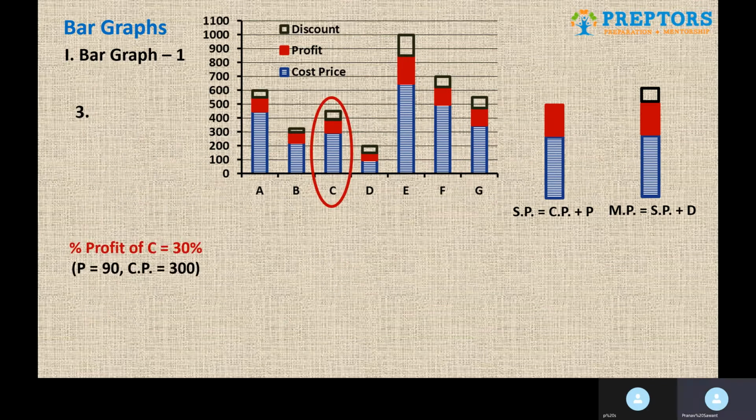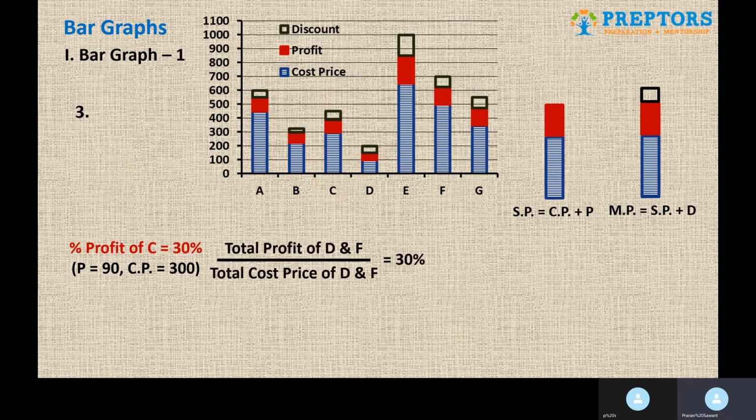Now we know that the profit percent of C is 30%, as profit is 90 and cost price is 300. Now we need to make the profit percent compensate, right? So what we'll do is equate the total profit of D and F upon the total cost price of D and F to 30%. In short, we will equate the profit percent of D and F to the profit percent of C, because we need the same profit.